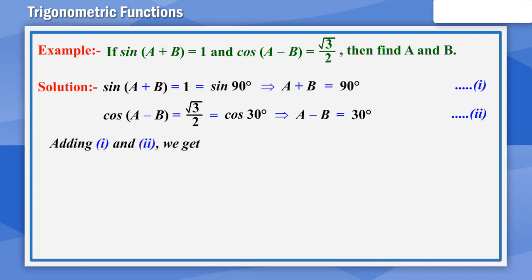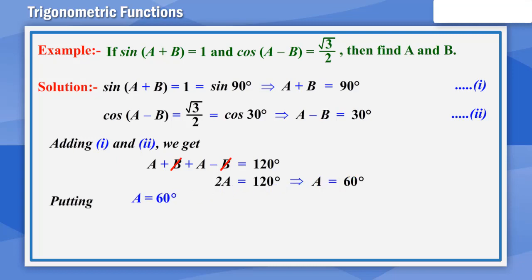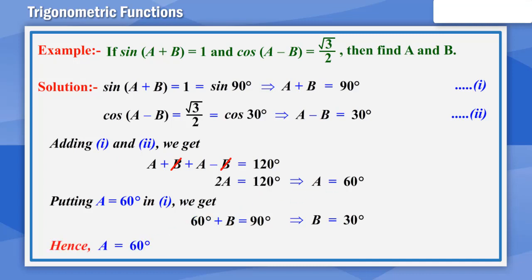Add first and second, we get A and minus B gets cancelled. Twice A is equal to 120 degrees. This implies A is equal to 60 degrees. Putting A is equal to 60 degrees in first, we get 60 degrees plus B is equal to 90 degrees. This implies B is equal to 30 degrees. Hence, A is equal to 60 degrees and B is equal to 30 degrees.